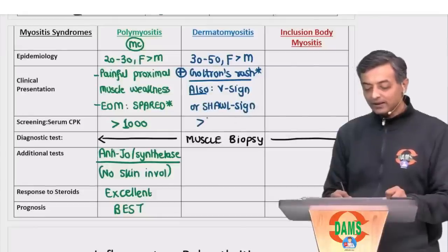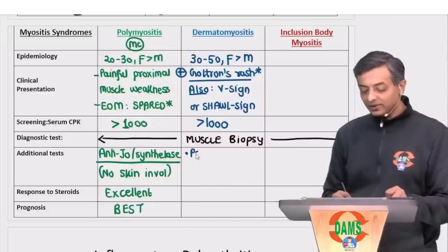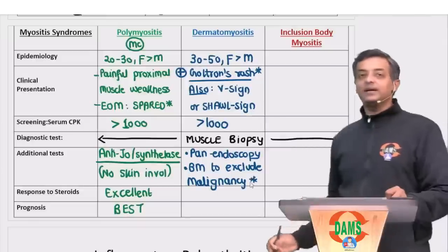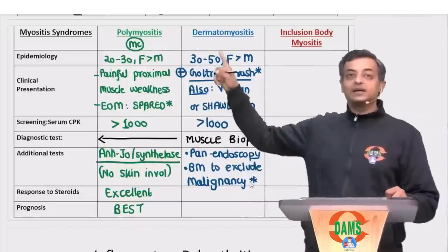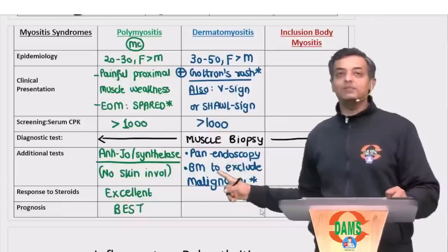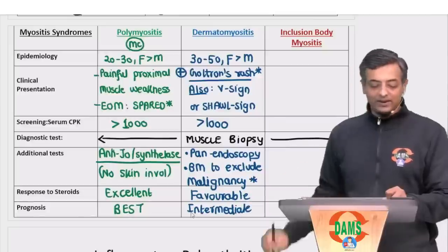Skin involvement is present. The CPK-MB is sky high. But as an additional test, you want to do pan-endoscopy and bone marrow study to exclude malignancy. MCQ: the only myositis syndrome associated with risk of malignancy is dermatomyositis. Bone marrow study, endoscopy, GI and hematological malignancy. Response is favorable, so prognosis is also intermediate. After you exclude malignancy, all is well, nothing to worry.